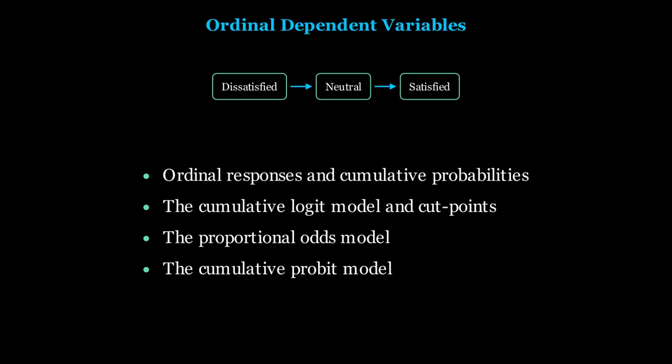We'll define the cumulative logit and its cut point parameters, add explanatory variables to get the proportional odds model, and then swap the logit link for a normal one to get the cumulative Probit model. Let's get into it.